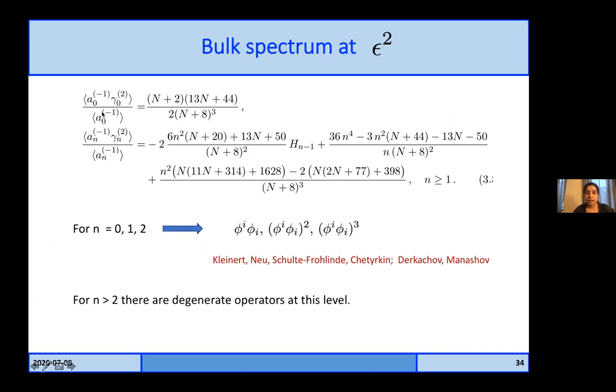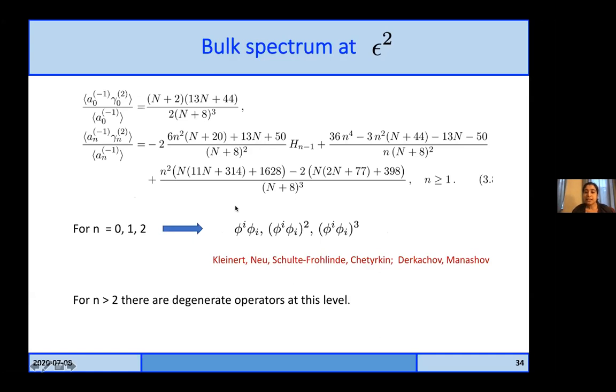So this n equals 0 is for the phi squared, and these are for higher values of n. Now, these anomalous dimensions were computed by these authors at this order. And we can take our results and try to match with their results. What we get is that for n equals 0, 1, and 2, that is for phi squared, phi to the 4, and phi to the 6, we get an exact matching.